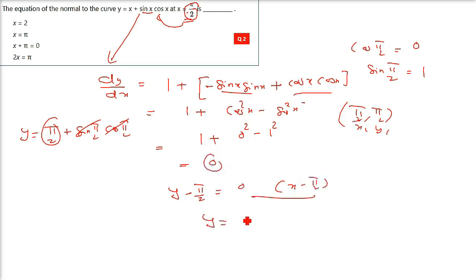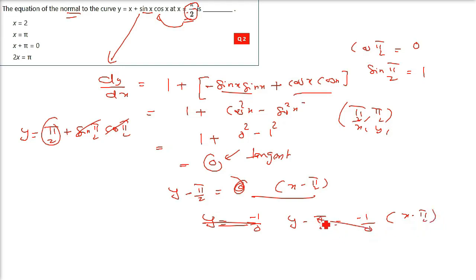The equation of the normal has to be computed. We have found out the dy by dx of the tangent, so there is a slight change. I will apply it here. It should be -1 by 0, because 0 is the tangent slope. Normal slope is -1 by 0. Now multiply this. The left side will be eliminated. x minus pi by 2 is equal to 0. So x will be equal to pi by 2. This is your 2x equals pi.